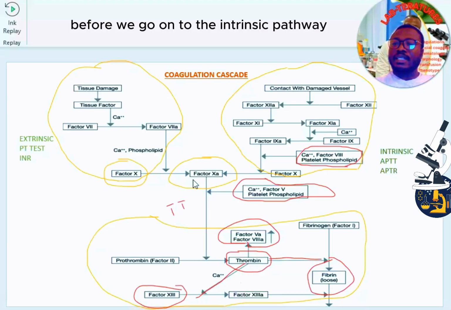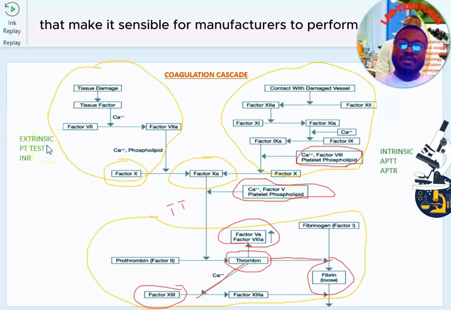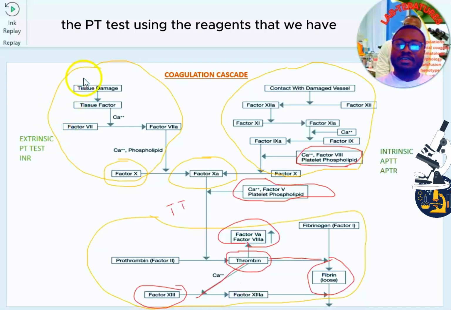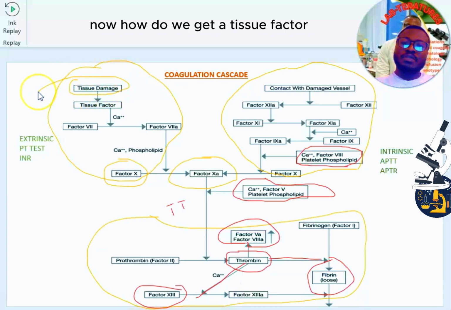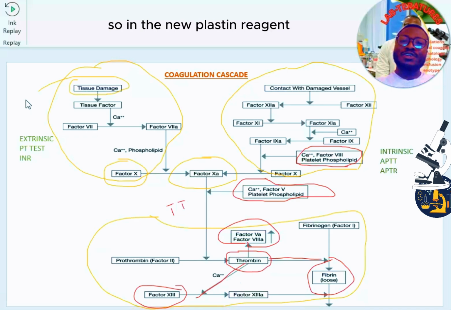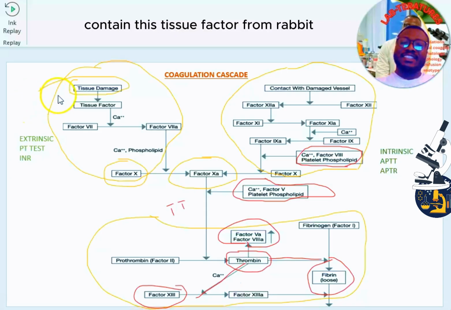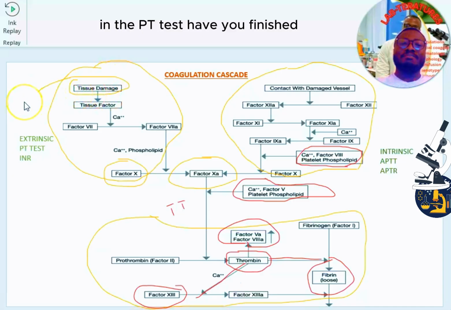Before we go on to the intrinsic pathway, let's look at what happens here that make it sensible for manufacturers to perform the PT test using the reagents that we have. The common thing initiating this cascade is tissue factor. Now, how do we get a tissue factor? They extract a tissue from rabbit brain, and we call it rabbit cerebral tissue, which is called thromboplastin. So in the neoplastin reagent, the lyophilized powder contain this tissue factor from rabbit. So the rabbit thromboplastin is what is going to replace this tissue factor from our body in the PT test.